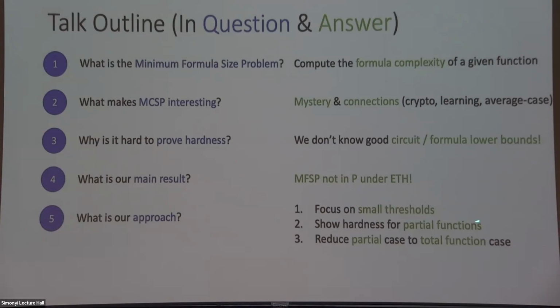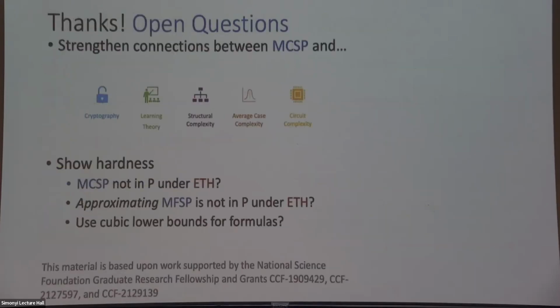And our main result is to show the formula size problem is not in P under ETH. We do it by focusing on the small threshold case, and then doing a 2-step reduction, which goes through the partial function version in the intermediate step. And so, great. Thank you so much for listening to the talk.